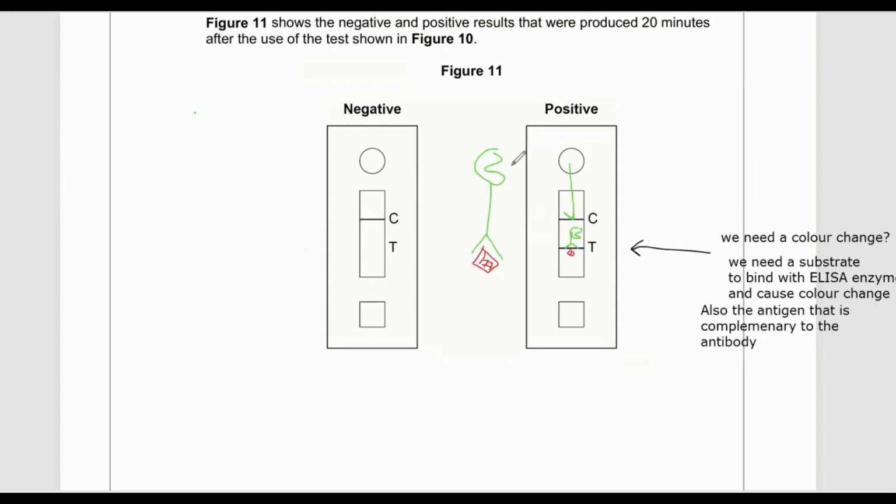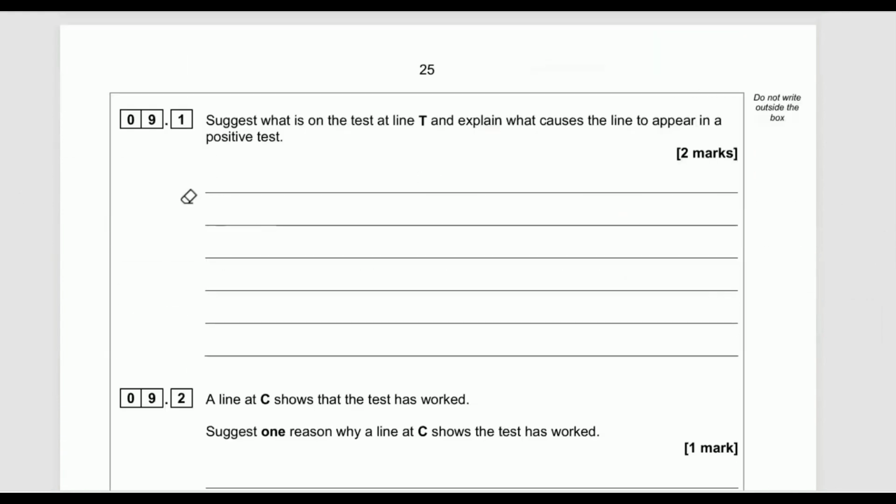So we need a color change. We need a substrate to bind with the ELISA enzyme and cause the color change. Also, the antigen that is complementary to the antibody has to be present, and that will get you 2 fat marks. So let's put that down here.